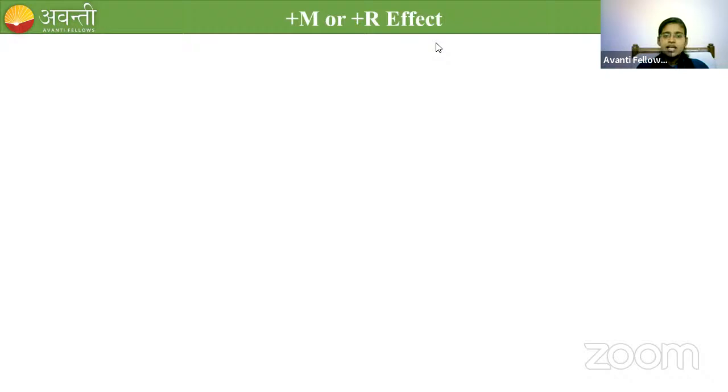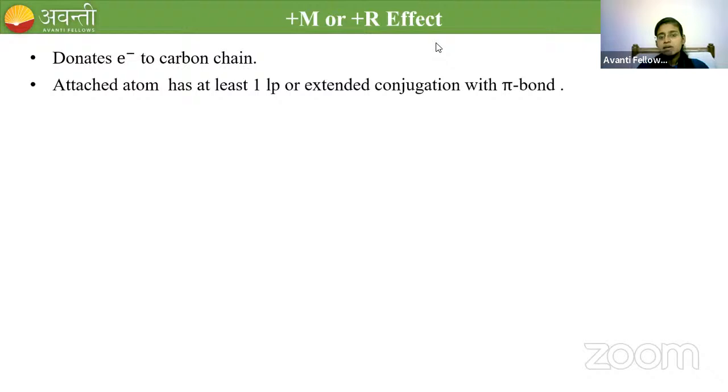Okay. In case of plus I, what we have studied, plus I groups are electron donating groups. And here also, plus R groups or plus R effect means which donates electrons to the carbon chain. The group which donates electrons to the carbon chain is called plus R group, and the effect which is experienced is called plus R effect. Okay. And the condition is the attached atom has at least one lone pair, or extended conjugation with the pi bond.